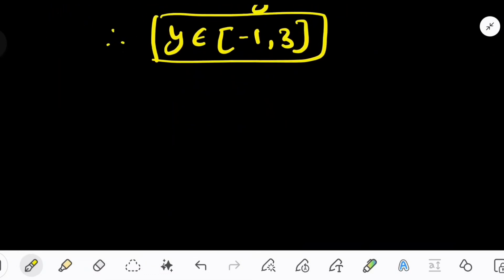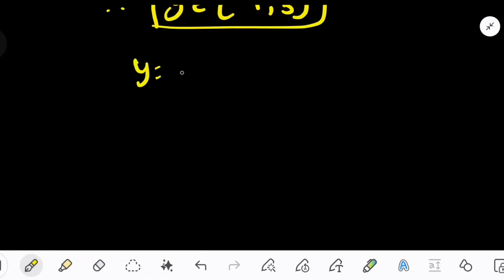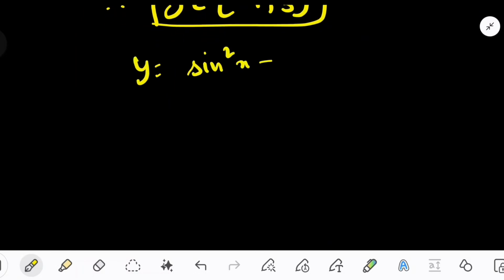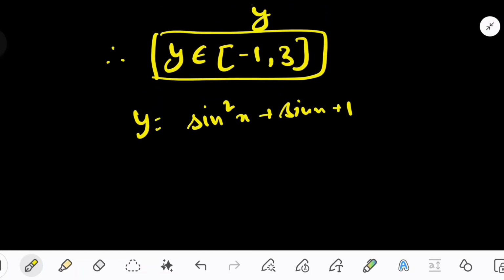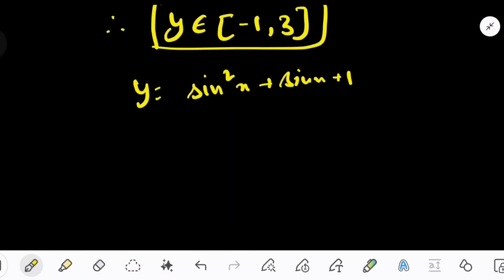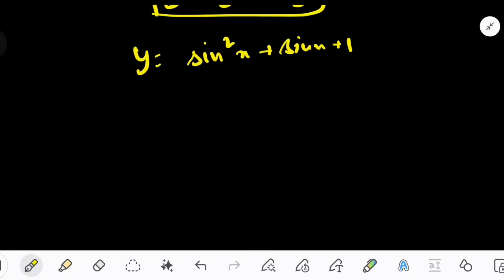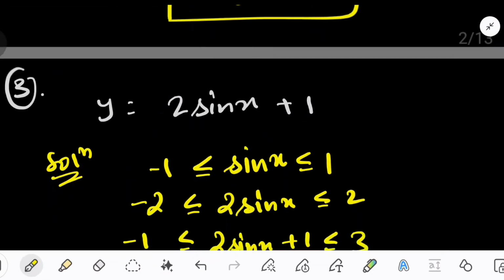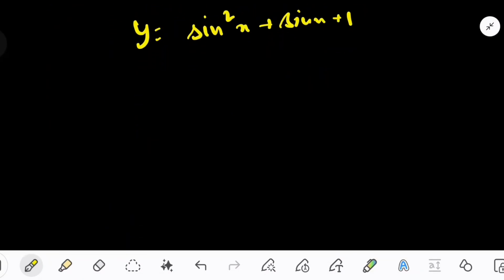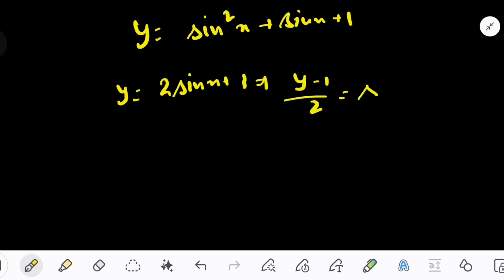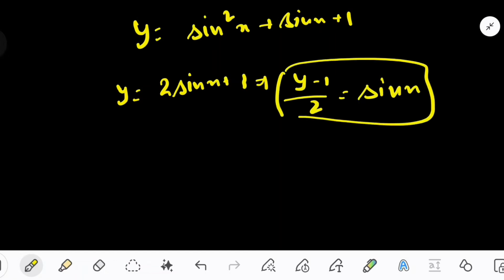And suppose the question was sine square x plus sine x plus 1. Of course, you can't apply this method over here. So how will you do this? In this case, let me tell you from this example only: y is equal to 2 sine x plus 1. So you will say (y minus 1) by 2 is equal to sine x, correct?